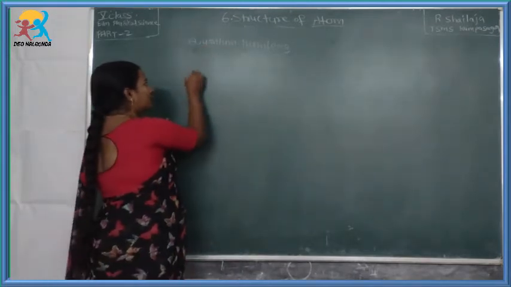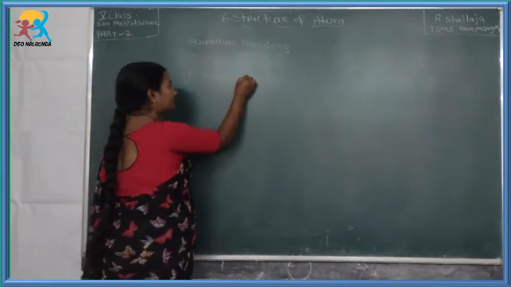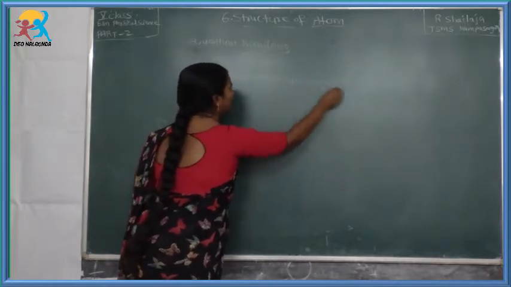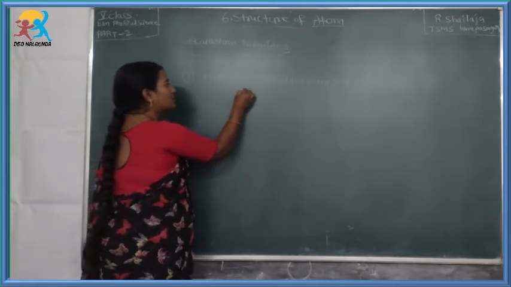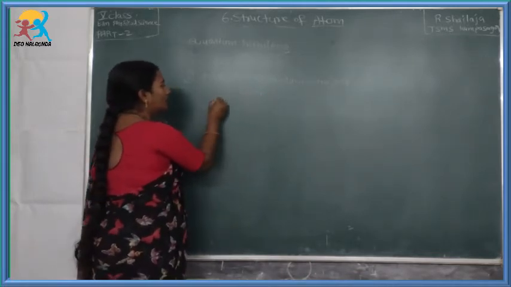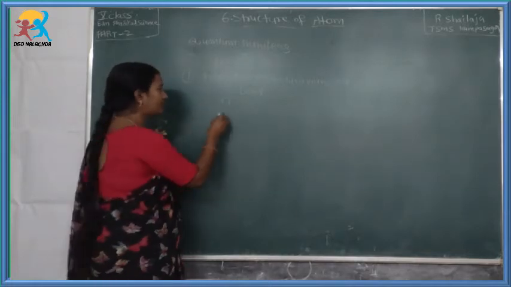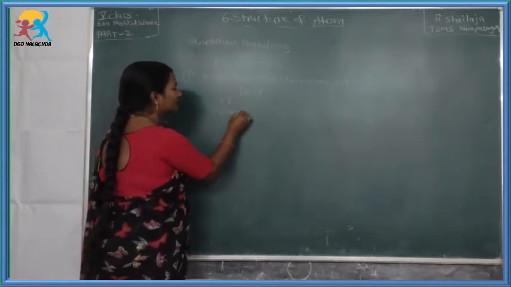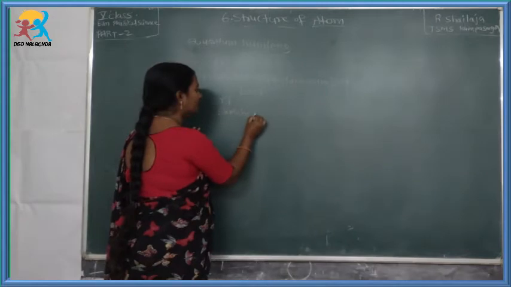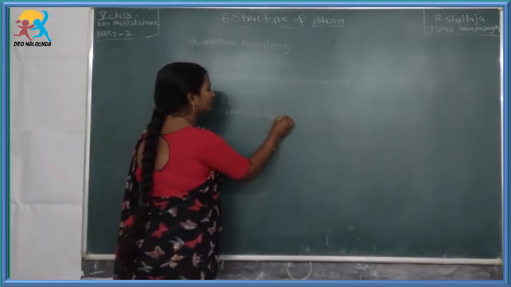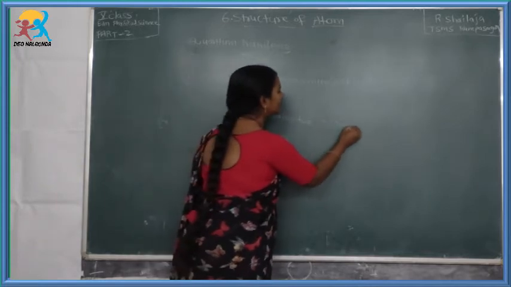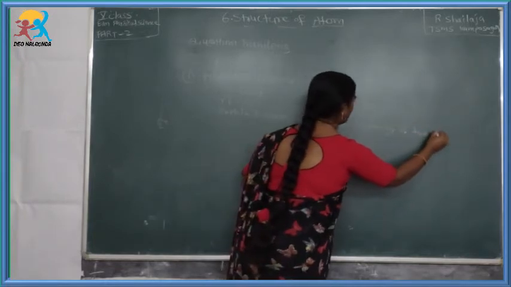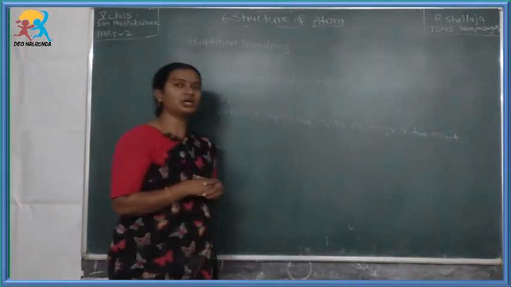Okay, what are the four quantum numbers? First one is the principal quantum number. This is proposed by Bohr. It is denoted with the small n. This principal quantum number states the size and energy of the orbit. Okay, size and energy of the orbit.